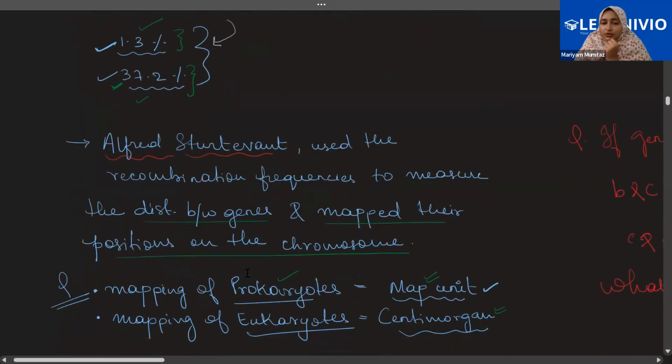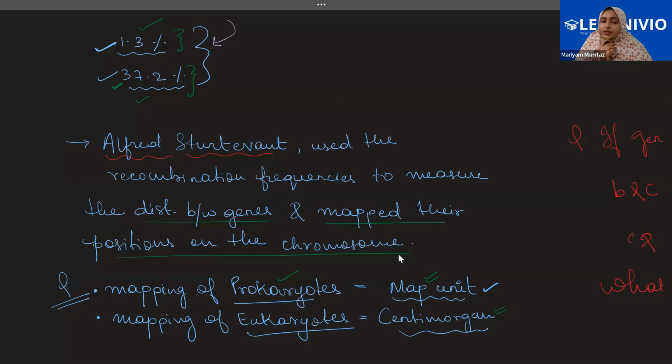Now, Alfred Sturtevant, he used the recombination frequencies to measure the distances between genes and map their positions on the chromosome. So, Alfred Sturtevant, he did gene mapping. He wanted to see what the distance in between two genes was, how the genes were located, what their position was like, and he did the mapping of the chromosome.